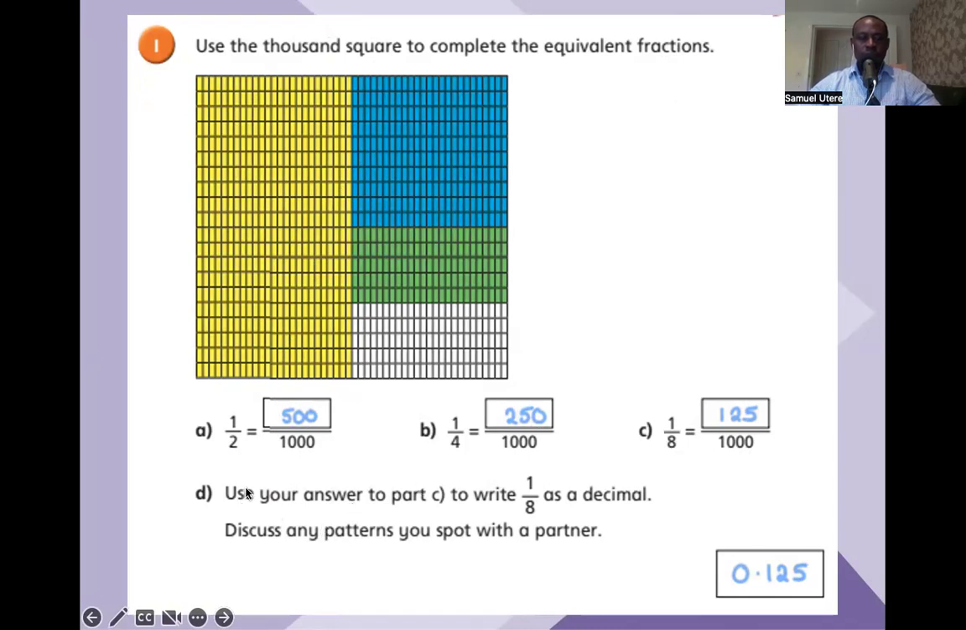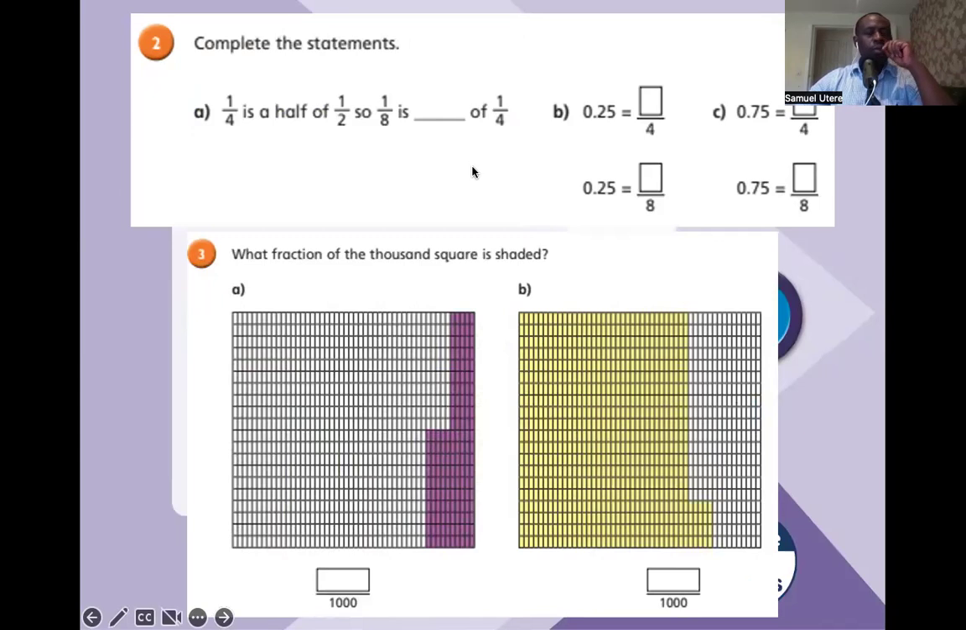Next, you were asked, use your answer to part C to write 1/8 as a decimal. Of course, 125 divided by 1,000 will be 0.125. Next, you were asked question 2. Pause the video and answer questions 2 and 3 in 4 minutes.